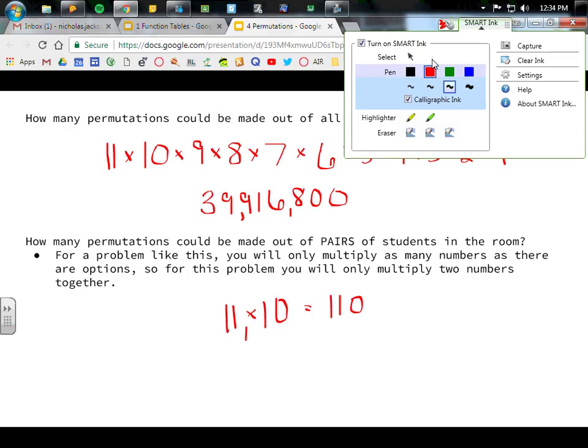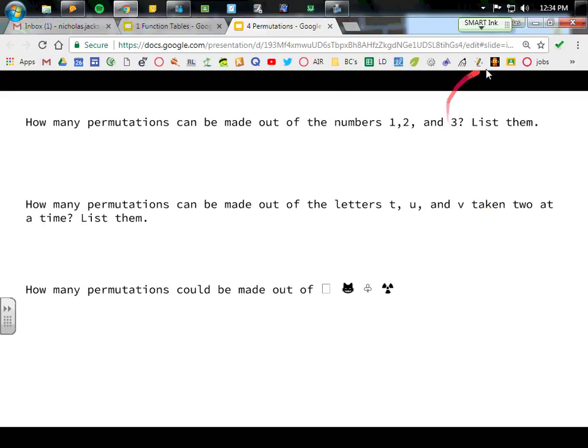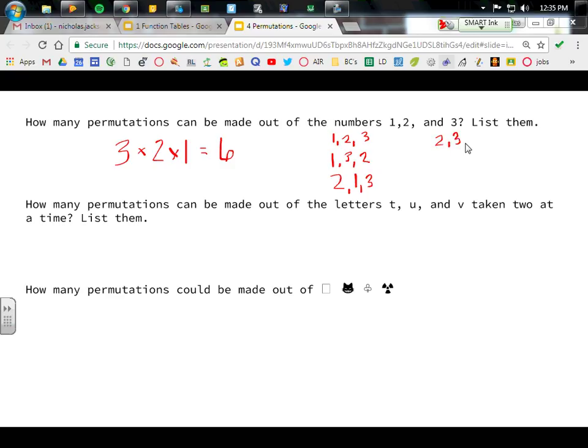All right, let's practice a few more here on the next slide. How many permutations can be made out of the numbers 1, 2, and 3? All right, obviously, I've got three choices for my first, two for my second, and one choice for my third number, and that comes out to 6 again. So let's list them. Well, the first one is obviously 1, 2, and 3, but I could also do 1, 3, and 2. I could do 2, 1, and 3, or I could do 2, 3, and 1. I could do 3, 1, and 2, and finally I could do 3, 2, and 1.